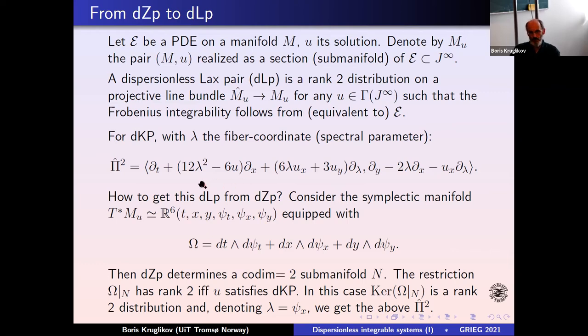How do we actually get this DLP from the DZP, the Lax pair from the Zakharov pair? It's pretty much geometric. Let's consider the cotangent bundle over M. I would like to have coordinates on it: the coordinates t, x, y are just the base coordinates, and I denote the corresponding momenta psi t, psi x, psi y. And of course the total space of the cotangent bundle has a canonical symplectic form, which is written here.